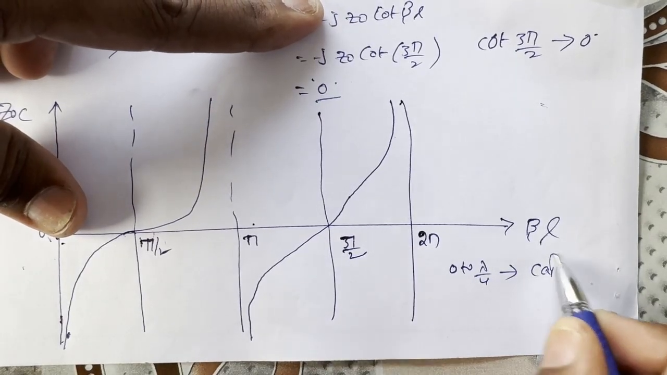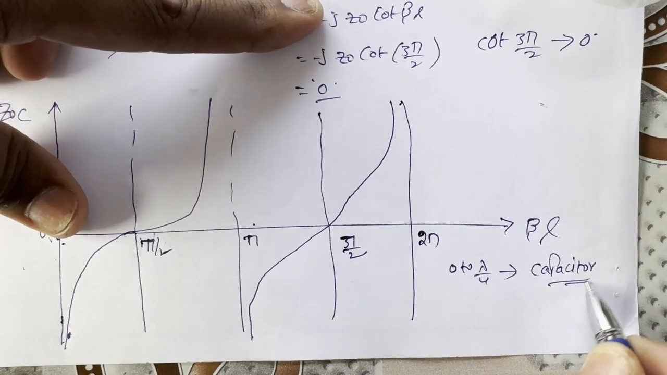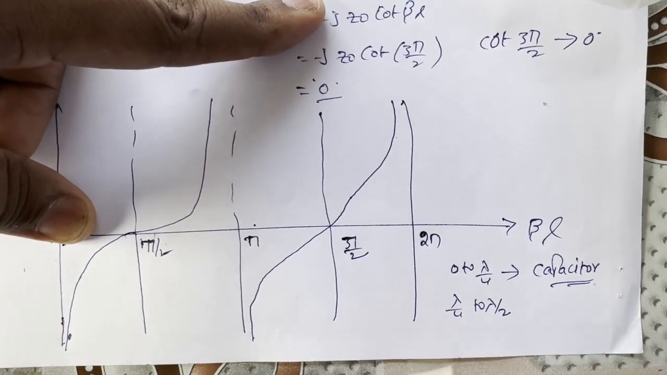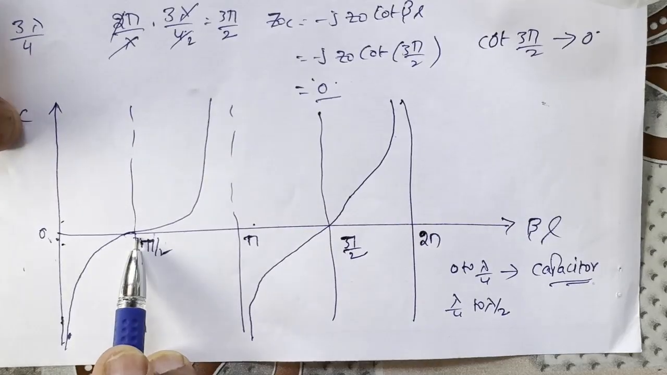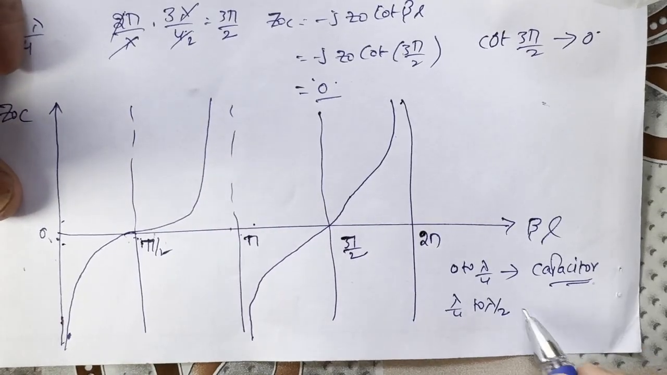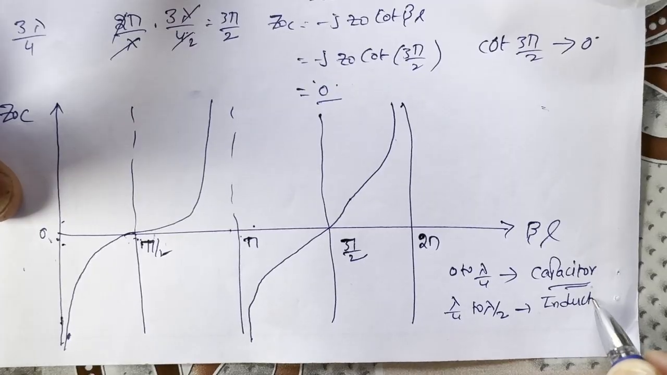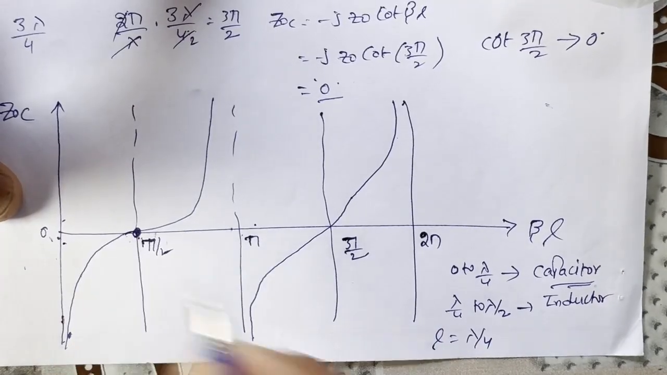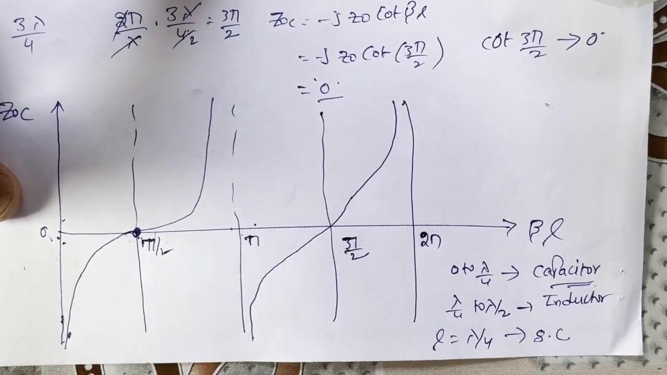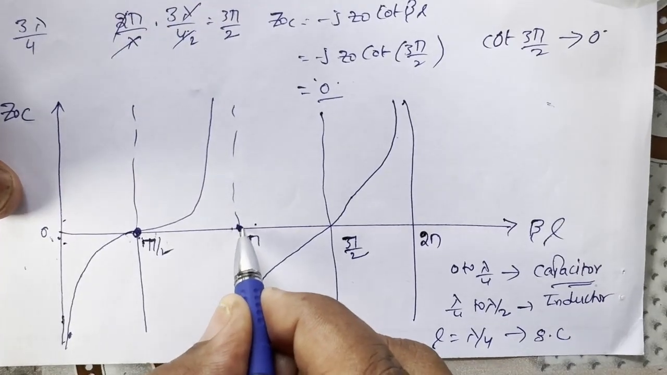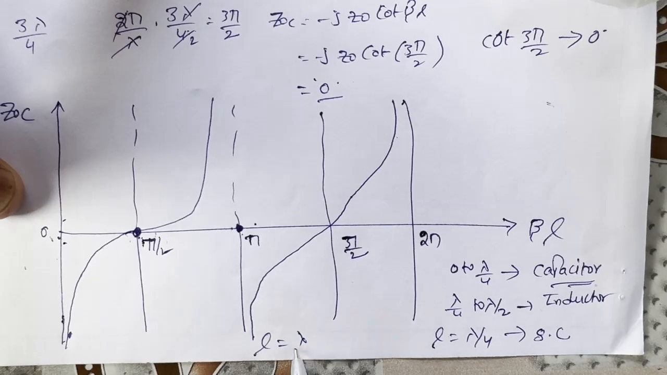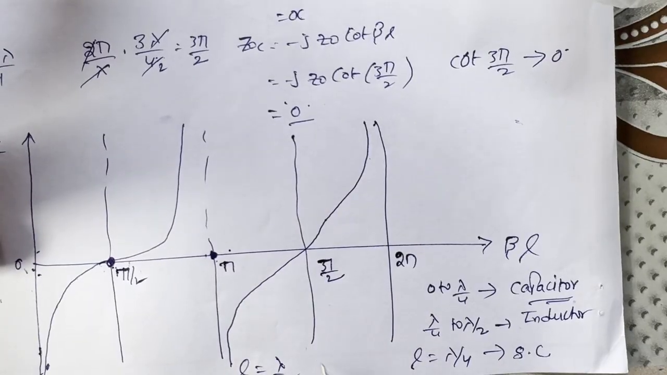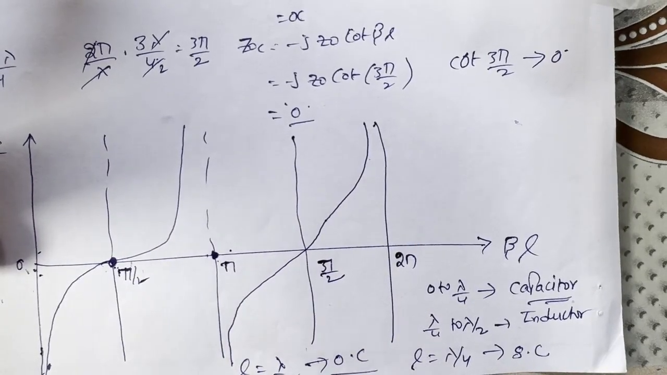So this open circuited transmission line acts as a capacitor in this duration. Next, from lambda by 4 to lambda by 2, these are positive values, and it acts as an inductor. At L equal to lambda by 4, it acts as a short circuit. At L equal to lambda by 2, which is pi, it acts as an open circuit, like this.